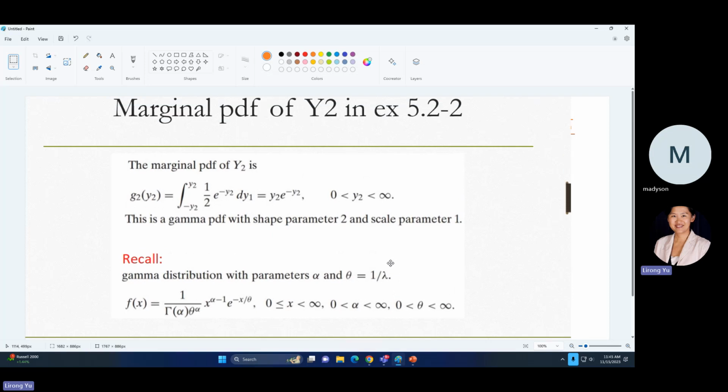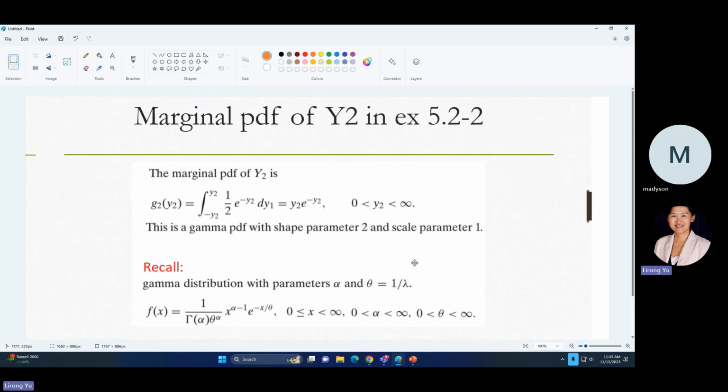All right. This is trying to calculate the marginal density for y2. Originally, the joint density was f of y1, y2 equal to, I believe it was 1. Well, this one is equal to 1/2 e to the negative y2. That was the joint density.